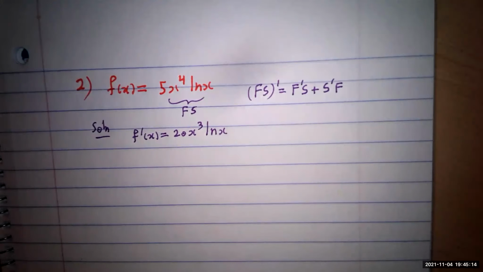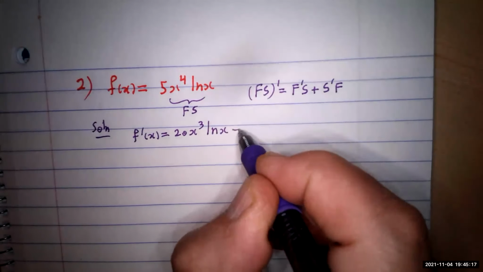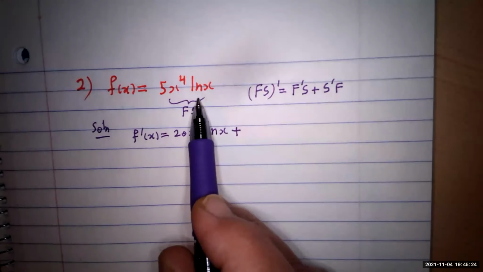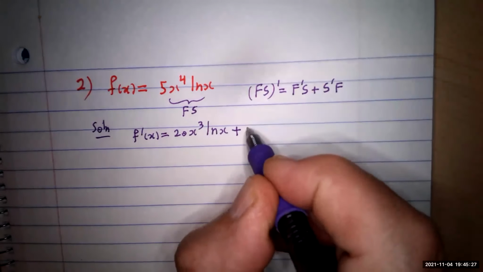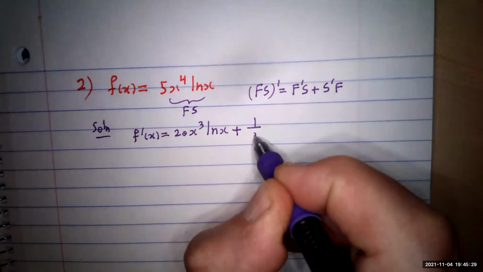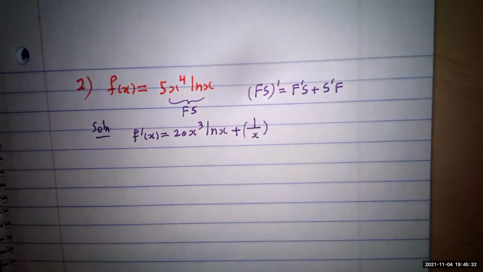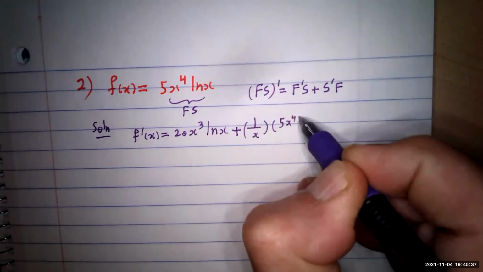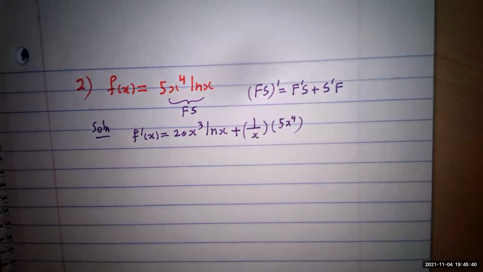Now plus the derivative of the second times the first. The second one is ln x. The derivative of ln x, we talked about it, is 1 over x. Times the first one, 5x to the 4. So the derivative of the first is just 20x cubed times ln x. Second first, the derivative of ln x is 1 over x.